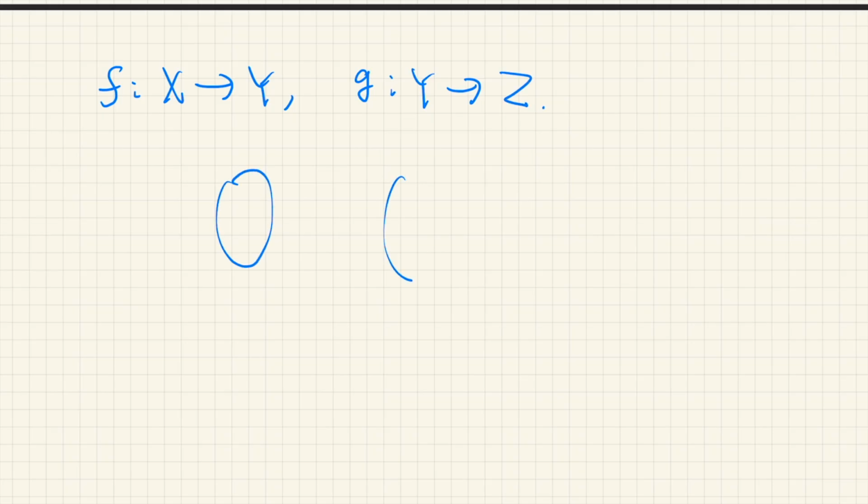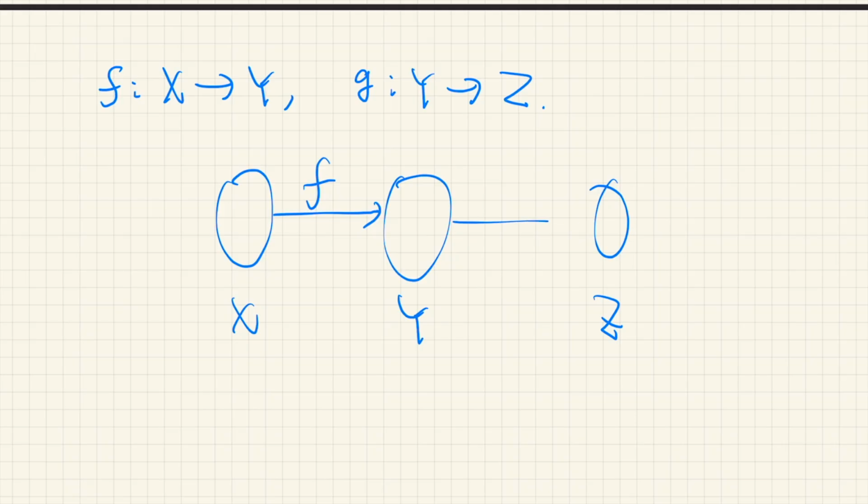Okay, let's start. First of all, suppose we have two maps, f from X to Y and g from Y to Z. So there are three sets, X, Y, Z, and f is from X to Y, and g is from Y to Z. Now we want to compose these two maps.